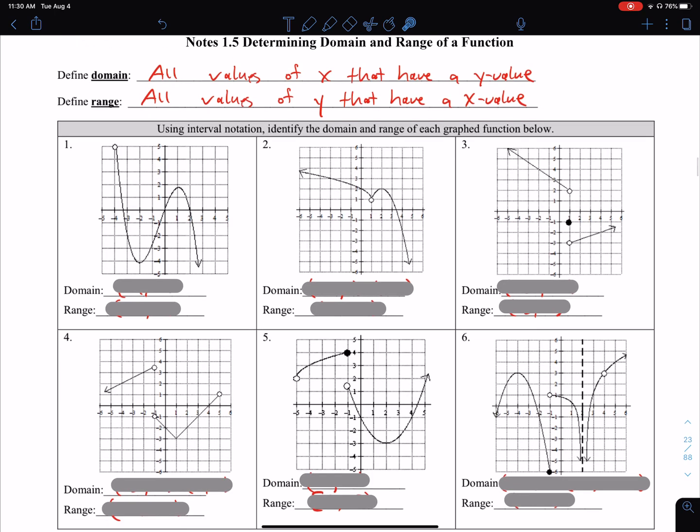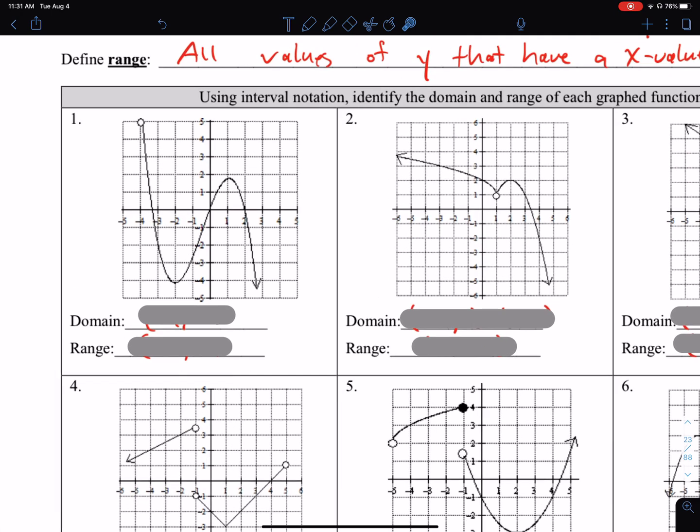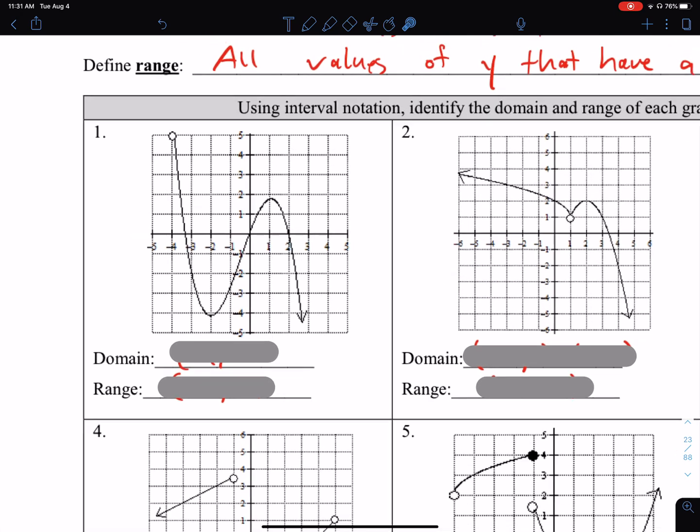Using interval notation, identify the domain and range of each graphed function below. So for the domain, it's a set of x values in which there's a y value. The graph starts from left to right after -4, and it continues and goes to the right forever. So our domain is going to go from -4 to infinity. -4 is not included because it's an open circle, and it goes to infinity. Infinity is not inclusive because it's not a number.